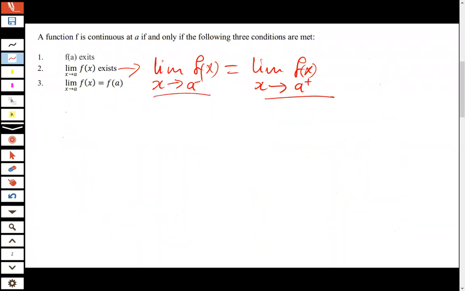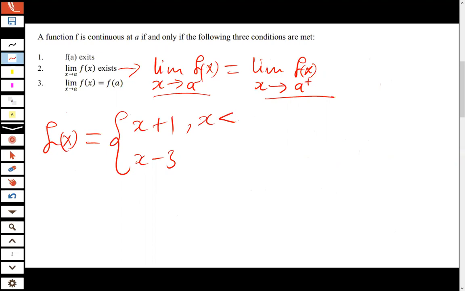So after replacing a in f of x, if, for instance, the function that we've been given is a piecewise function, let's say you have f of x is equal to x plus 1, then x minus 3. And this first function applies to all values of x that are less than 2.